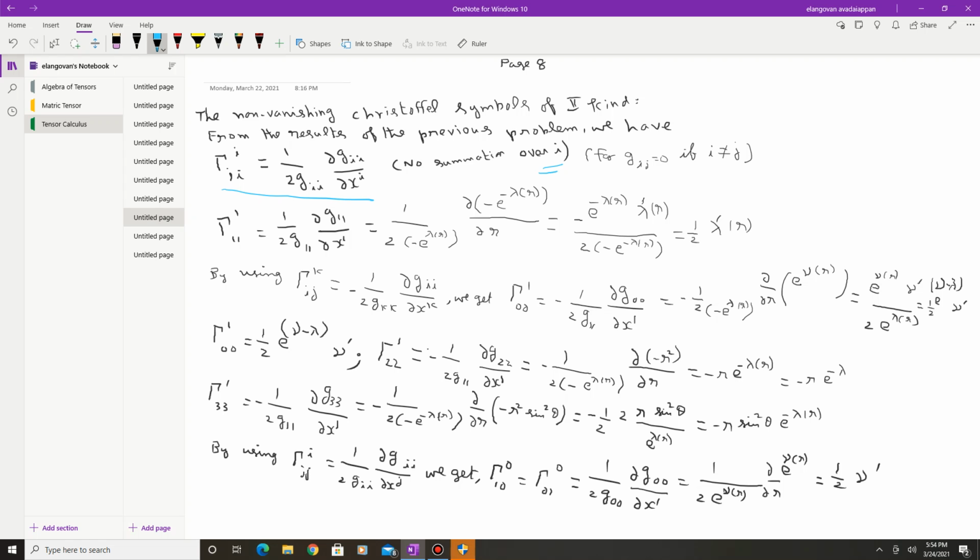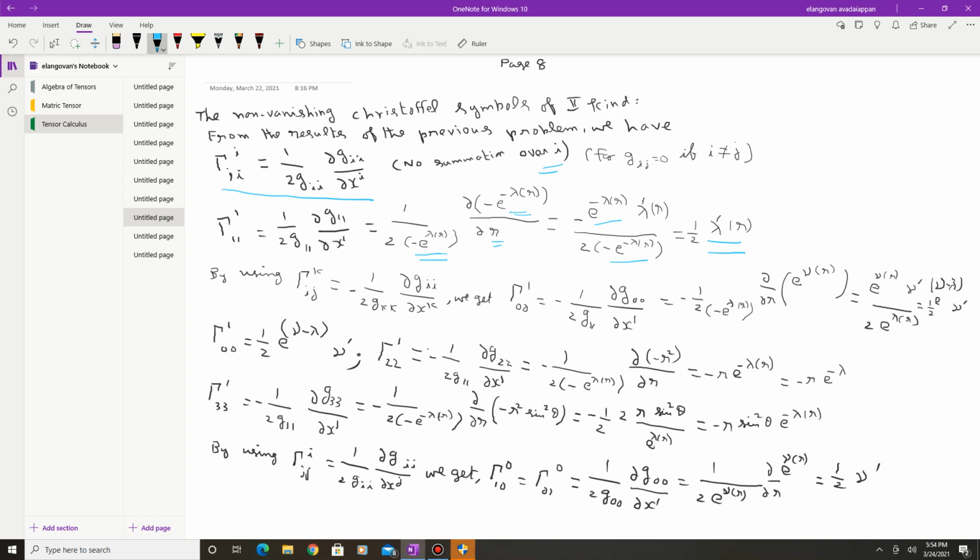First let us evaluate gamma 1 1 1, which is 1 by 2 g11 partial derivative of g11 by dx1. g11 we know from the line element; you can easily pick out this expression, minus e power lambda of r. So g11 inverse is minus e power minus lambda of r. x1 is the coordinate r, so you can differentiate this. Once you differentiate, e power minus lambda r may be cancelled. So the final expression is half into lambda prime of r.